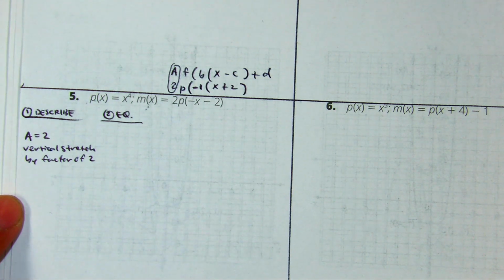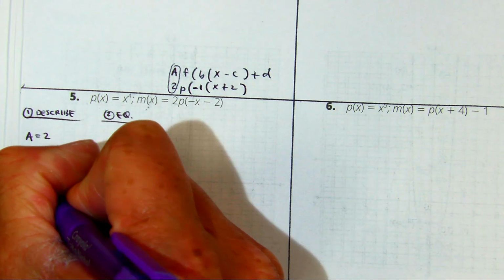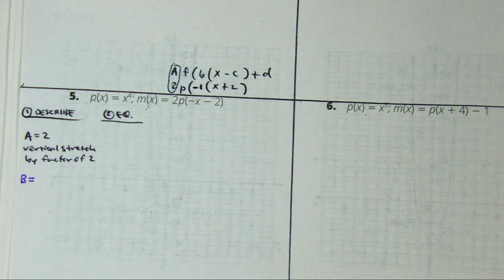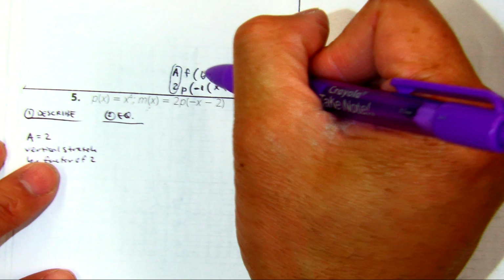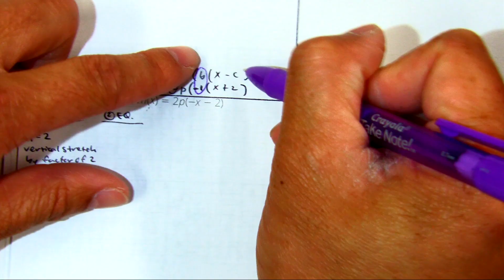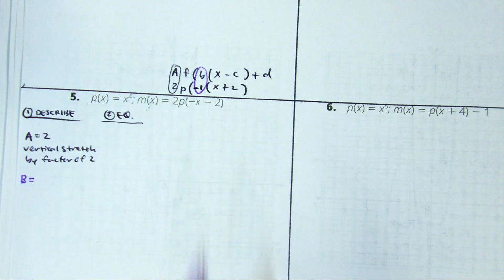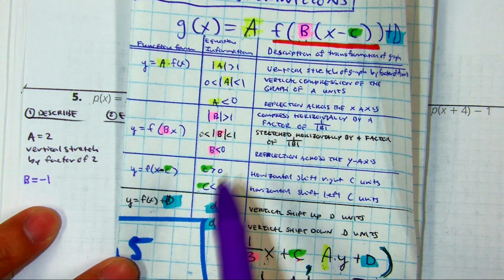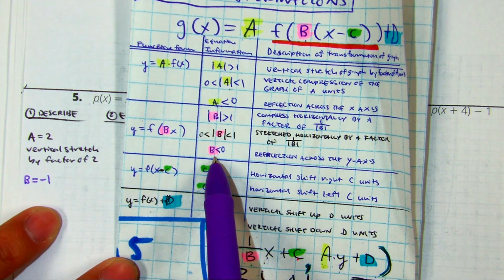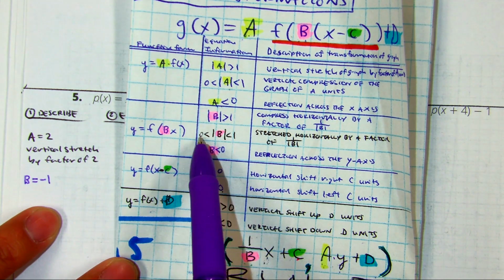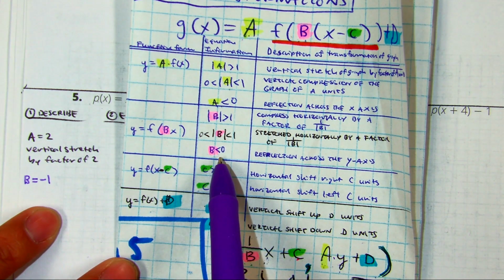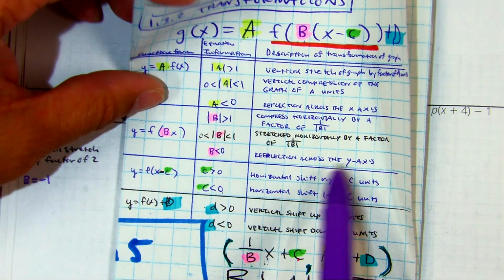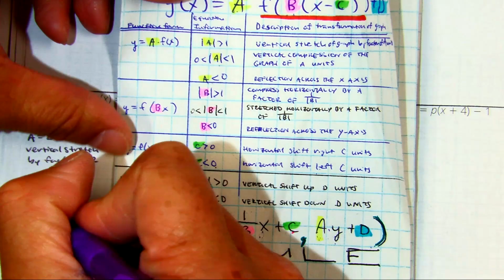How about my B value? B value is what? -1. I know it's in the inside of my parentheses. It's to the left of the X. You have your formula sheet. Your B value is -1. Is it greater than 0, between 0 and 1, or less than 0? Less than 0. So we're going to have a reflection over the y-axis. Reflect over.